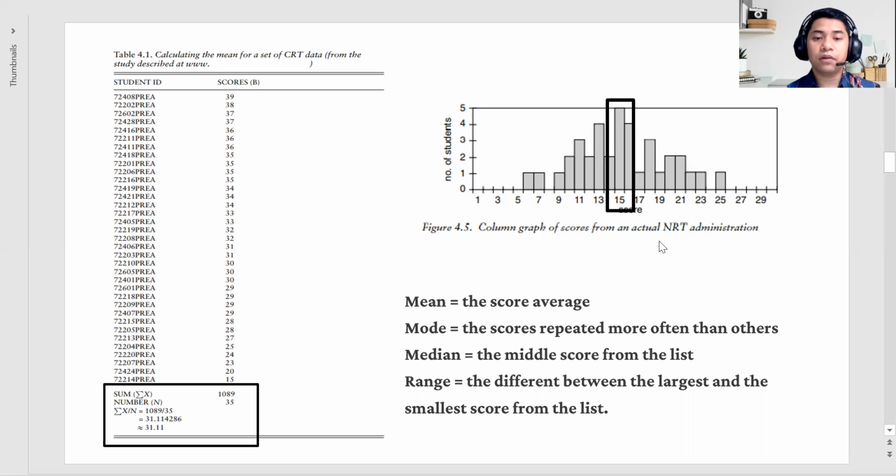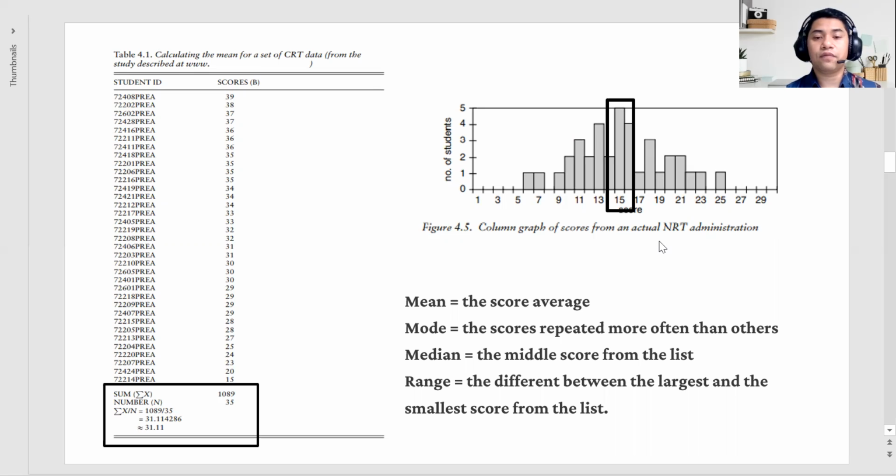In table 4.1, it is stated that the sum of all student scores is 1089, divided by the number of students, 35 students. So the result is 31.11. The second one is mode. Mode is determined from the score that is repeated more often than others.